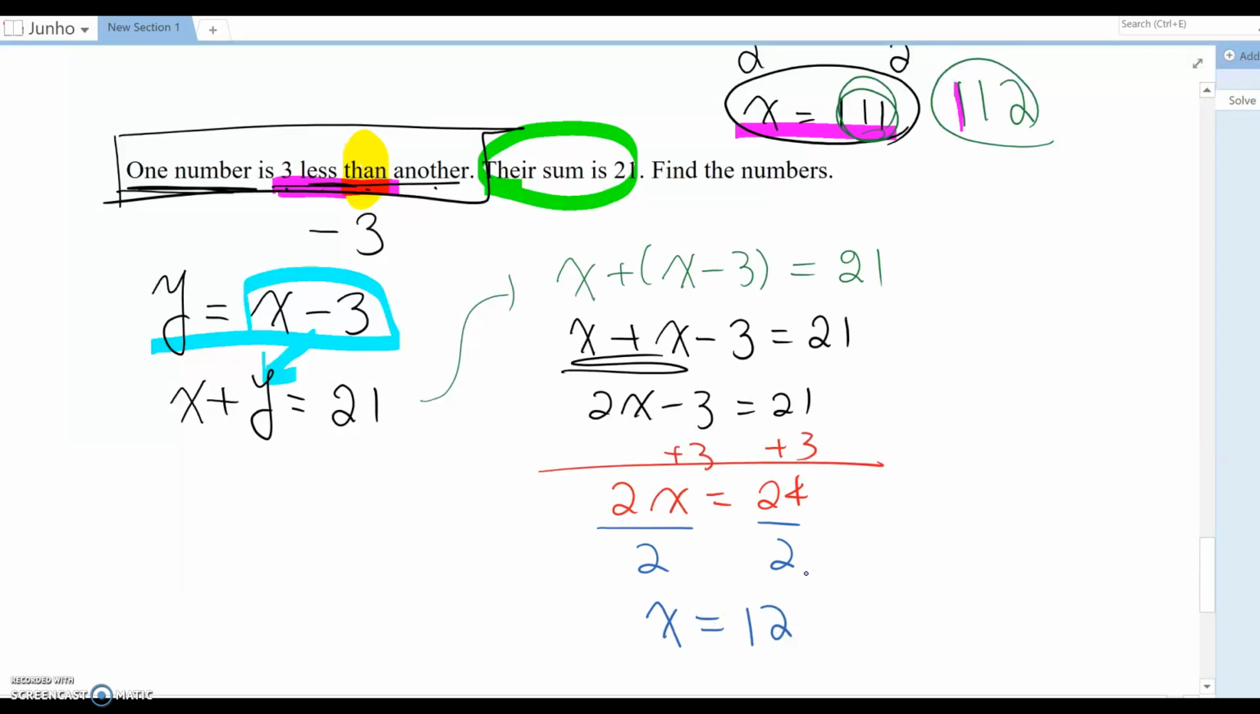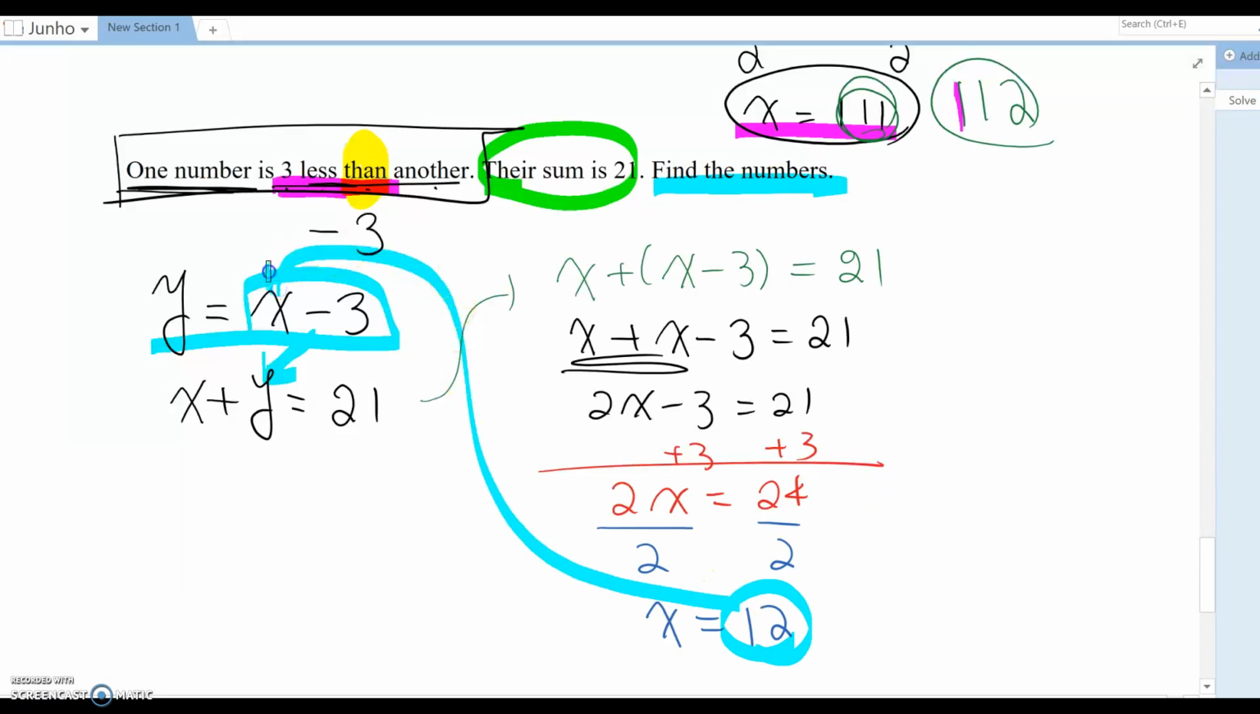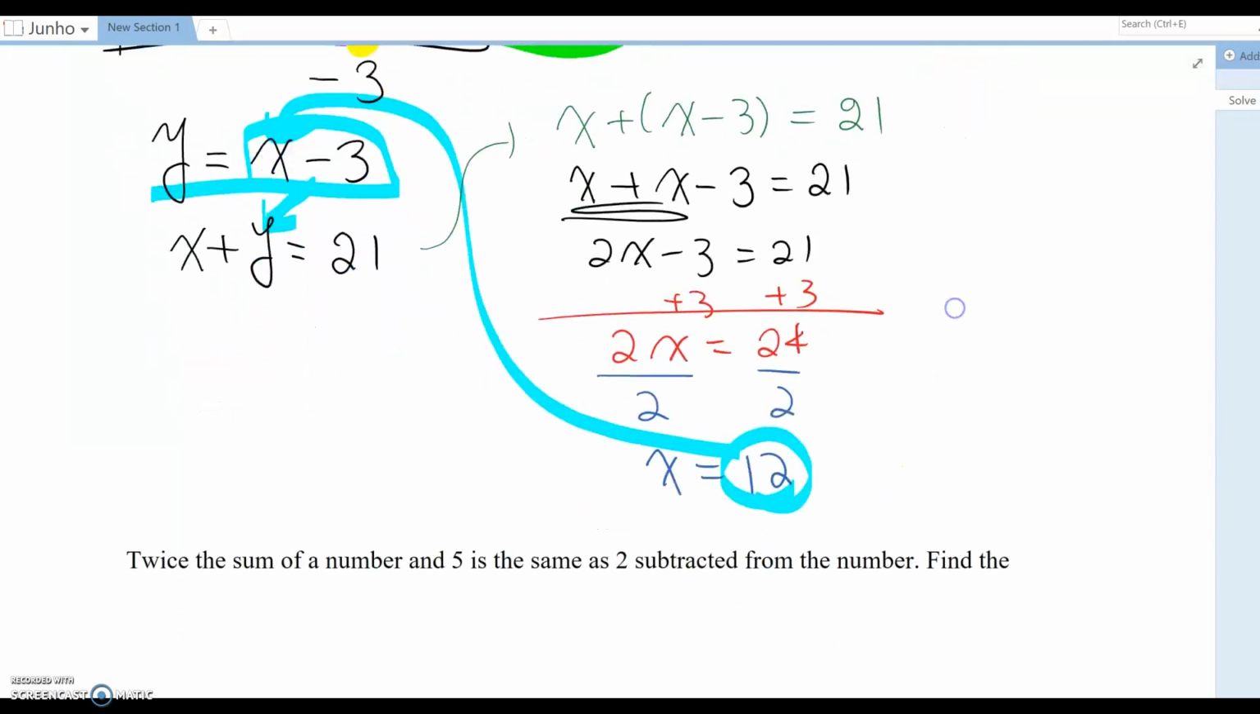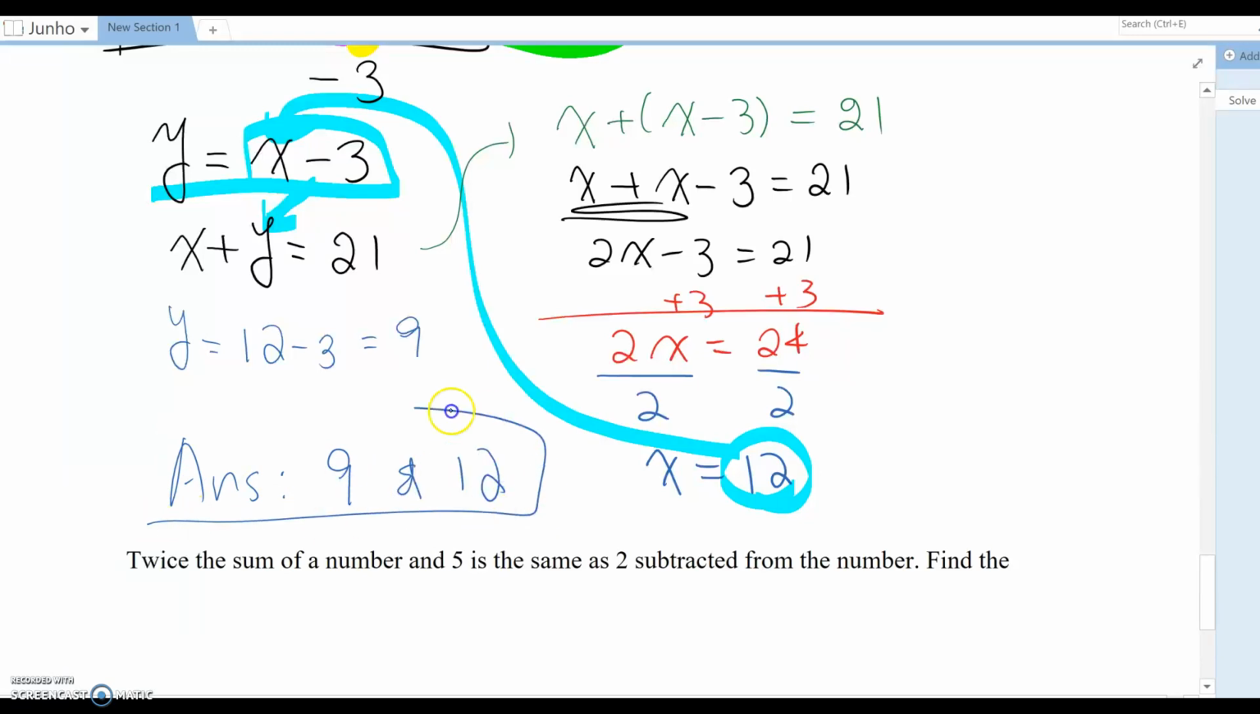Okay? Now, because this question asked you to find two numbers, you replace this one into here, then we can find the y value. So y equals 12 minus 3, which is 9. So the answer is 9 and 12. That will be the answer for this problem.